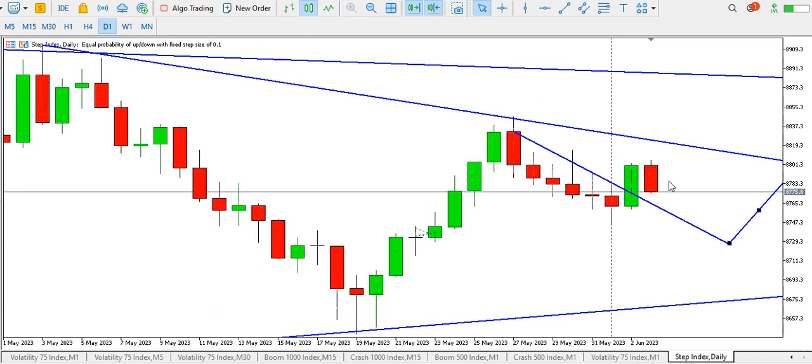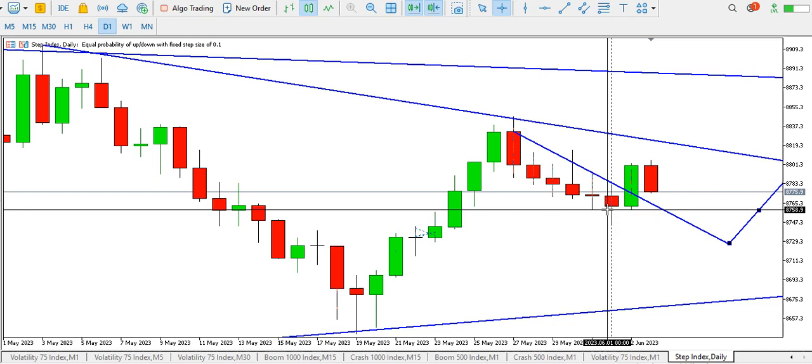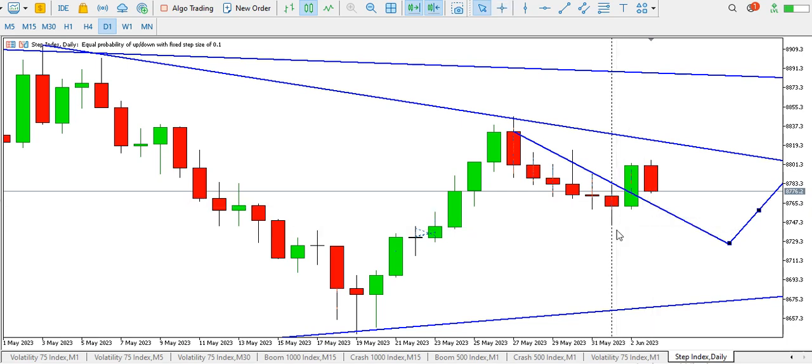Looking at today's candlestick, we can see that it has gone past the half of yesterday's candlestick. So I see price getting to the low point. The low of yesterday's candle is around 8758.9. I see price dropping below that level.